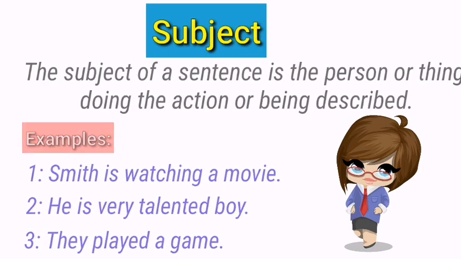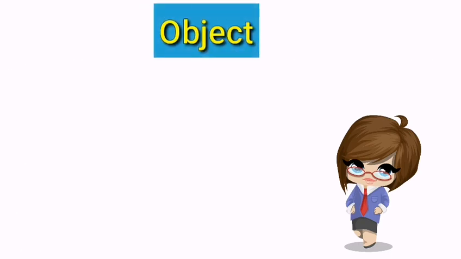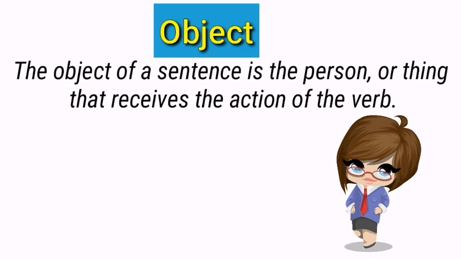On the other hand, object can be defined as: the object of a sentence is the person or thing that receives the action of the verb. What does it mean? Simply, it means that it can also be a person, or a thing that receives the action of the verb. In other words, when a subject does something which affects another thing or person, that affected person or thing is known as the object of the sentence.